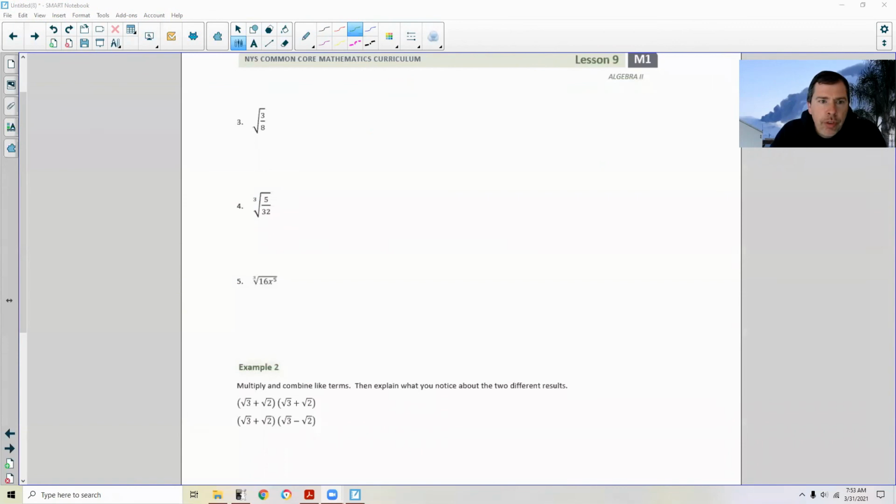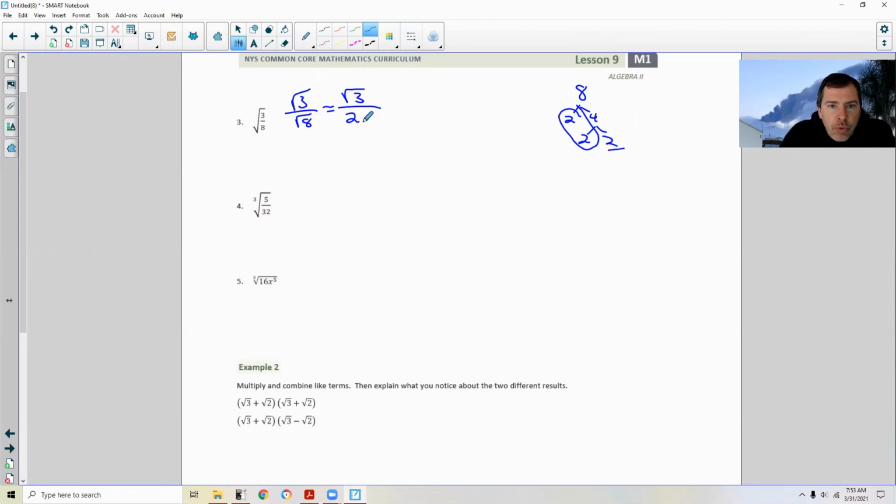All right, page 2, exercise 3. Again, we're going to break up this radical and make square root of 3 over the square root of 8. Off to the side here, I'm going to factor 8, which is 2 times 4, and 4 is 2 times 2. My index is 2, so I need 2 of these to go outside. So this is going to equal the square root of 3 on top, and the square root of 8 is going to become 2 square root the remainder, which is 2. Okay, and that remaining 1, that's by itself.